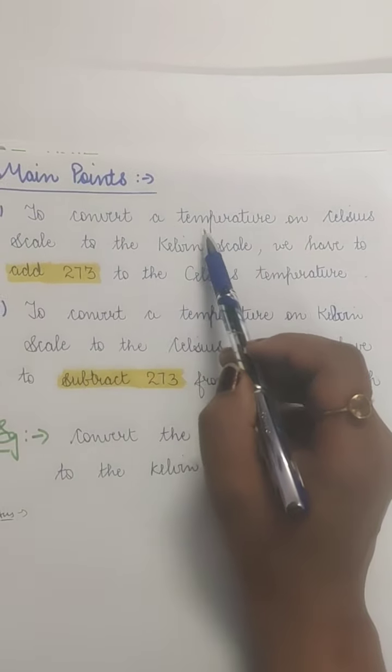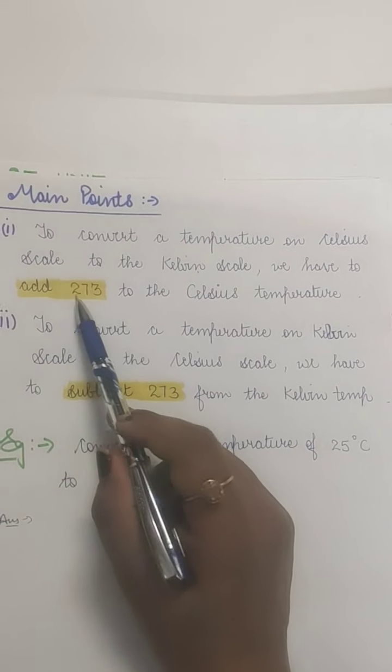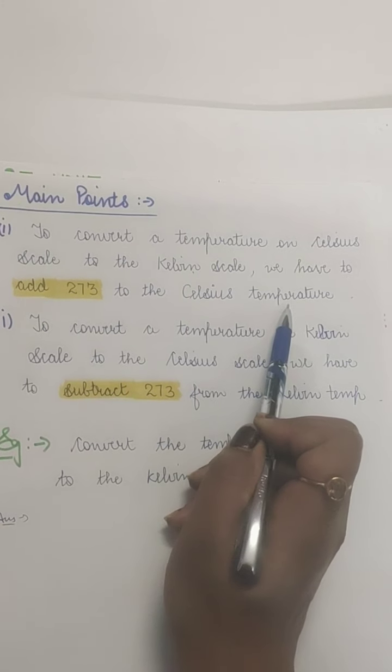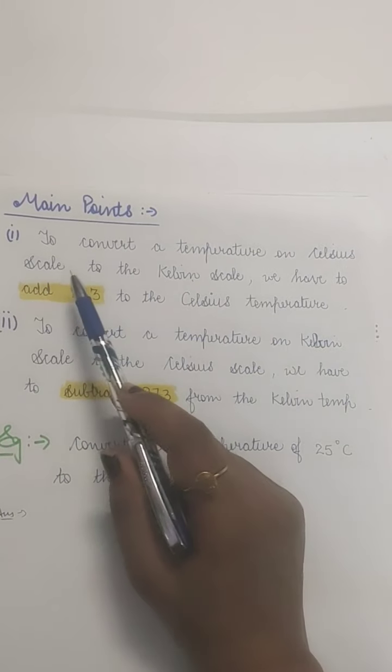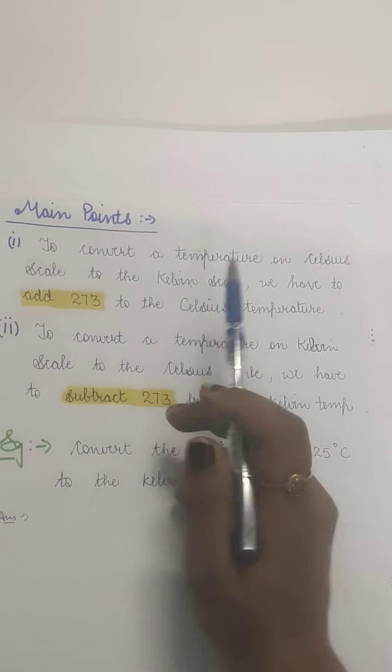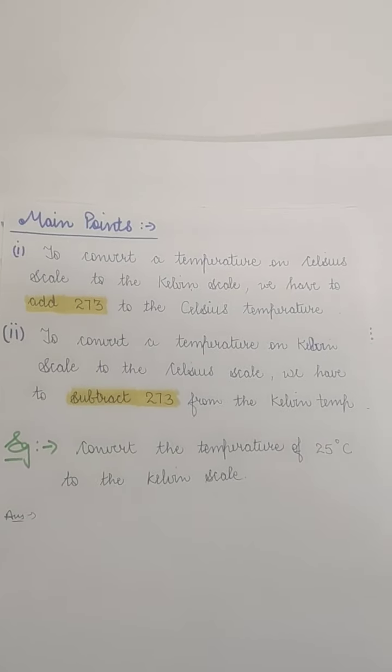To convert a temperature on the Celsius scale to the Kelvin scale, we have to add 273 to the Celsius temperature. So if we have to convert our temperature from the Celsius scale to the Kelvin scale, like I have done here, then I have to add 273 to our Celsius temperature.